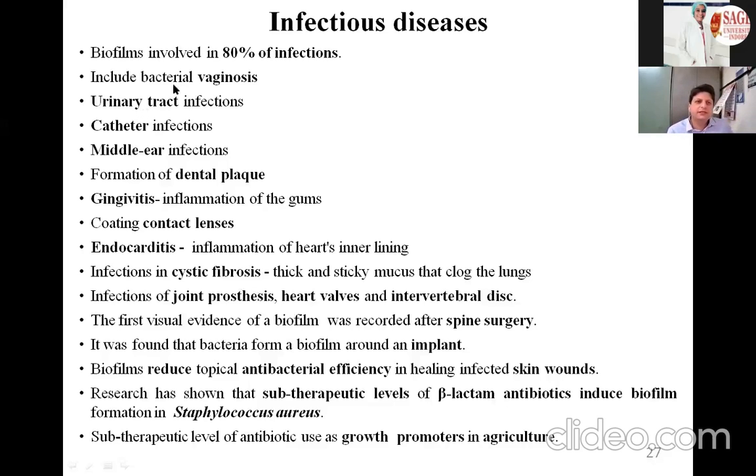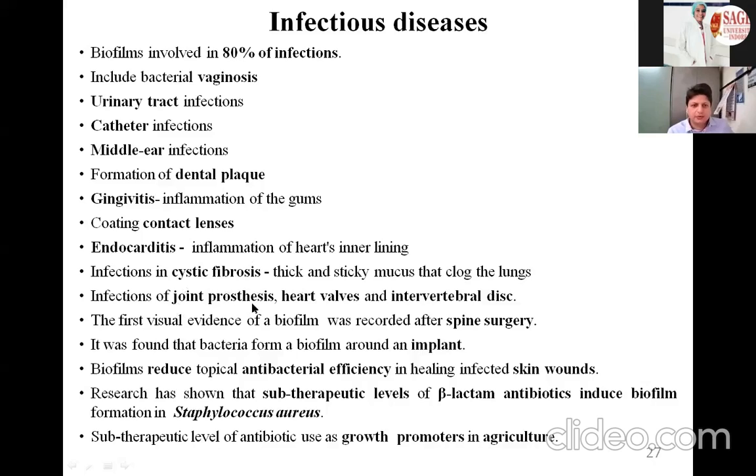In infectious diseases, 80% of infections are formed because of biofilm forming bacteria, like vaginosis, which is an infection of the vagina, infection of the urinary tract, catheter infections, middle ear infection, dental plaque, gingivitis, which is the inflammation of the gum, even the infection found in contact lenses. Then endocarditis, which is the inflammation of the heart's inner lining, and cystic fibrosis, in which thick and sticky mucus clogs the lung, and the infection happens because of this mucus.